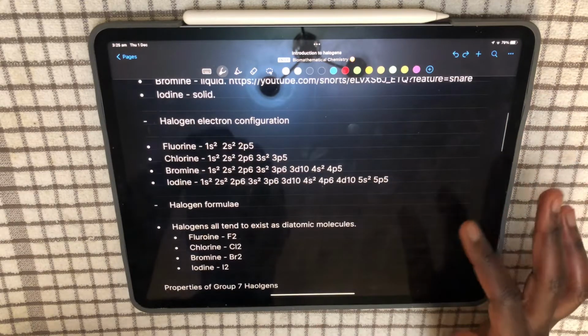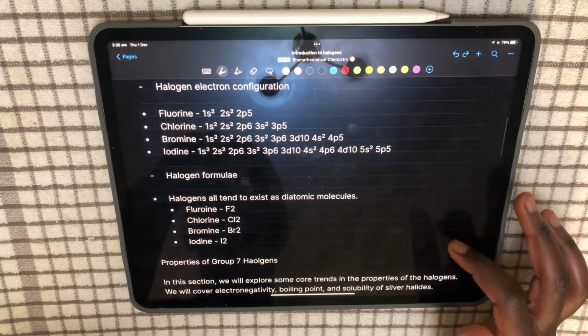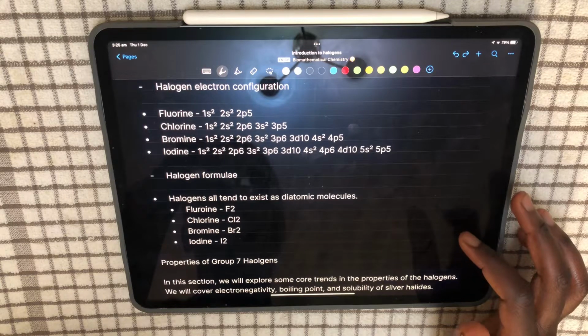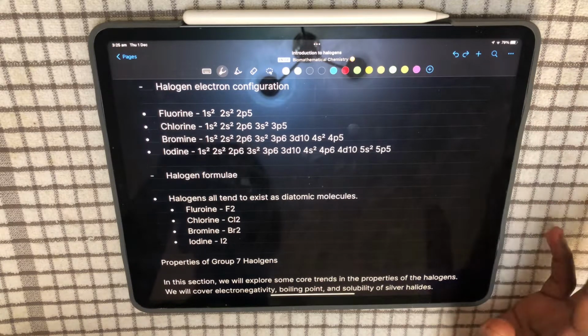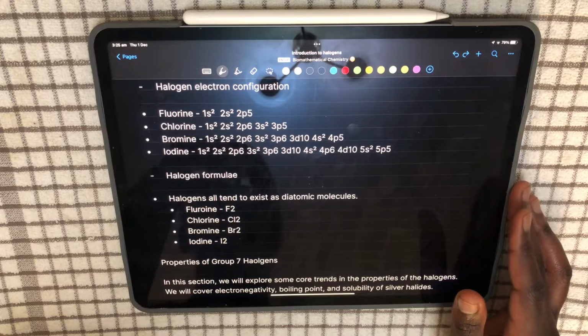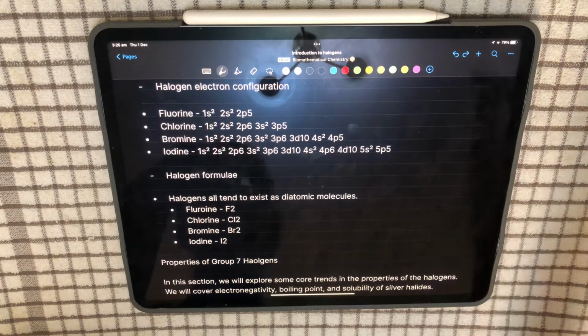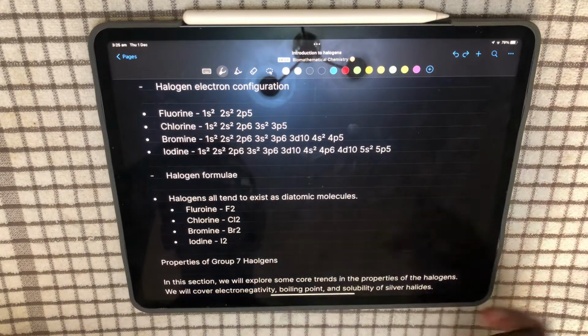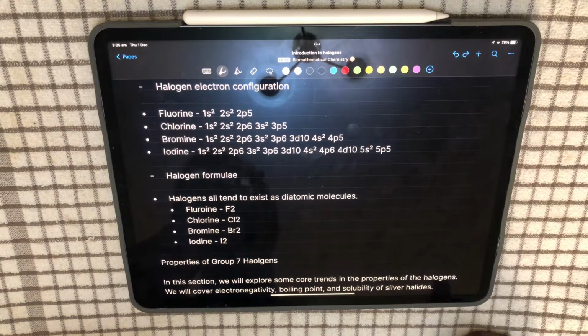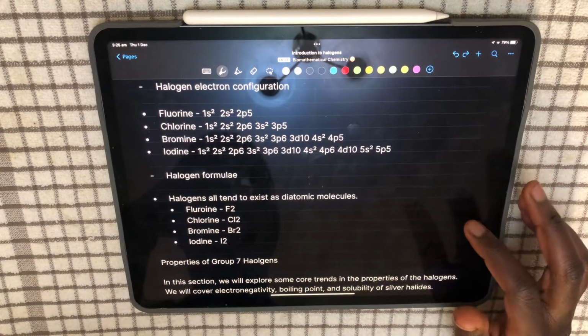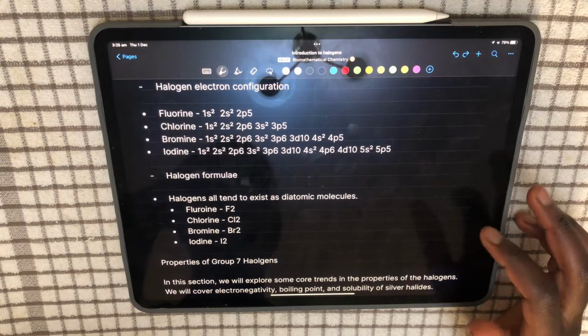And halogen formula. So halogens all tend to exist as diatomic molecules. So F2. It's not just, obviously, oxygen. It isn't a halogen, but it's diatomic. But that's just one example. All halogens are described as being diatomic. So fluorine, chlorine, bromine, and iodine, and that's just to do with the bonding.